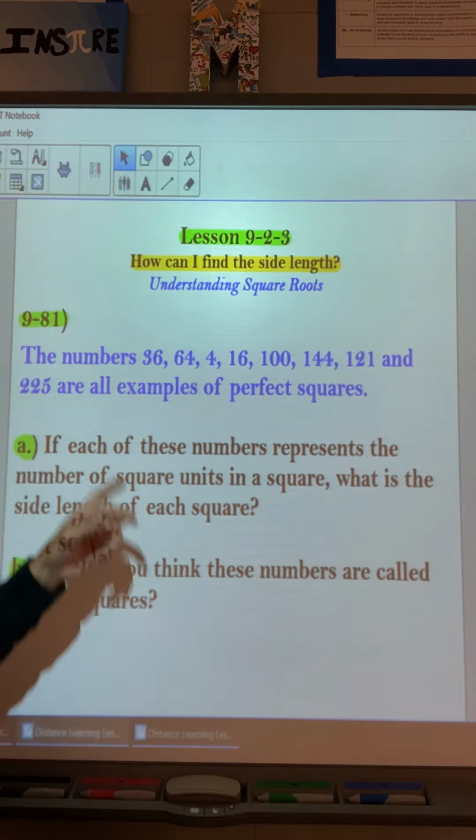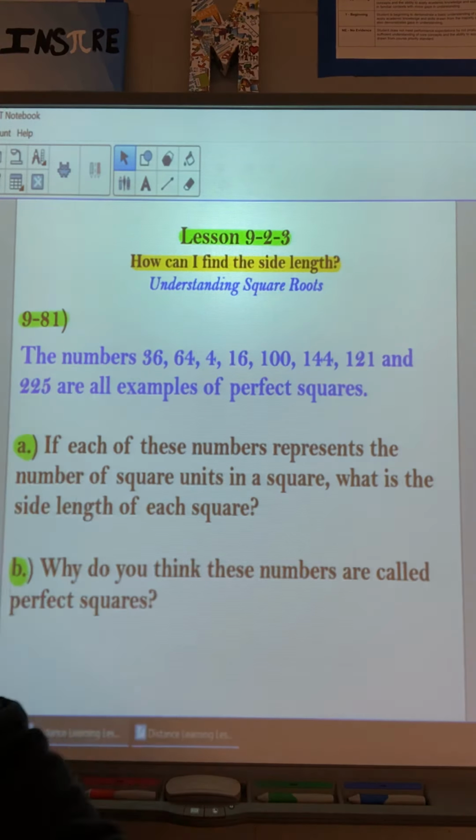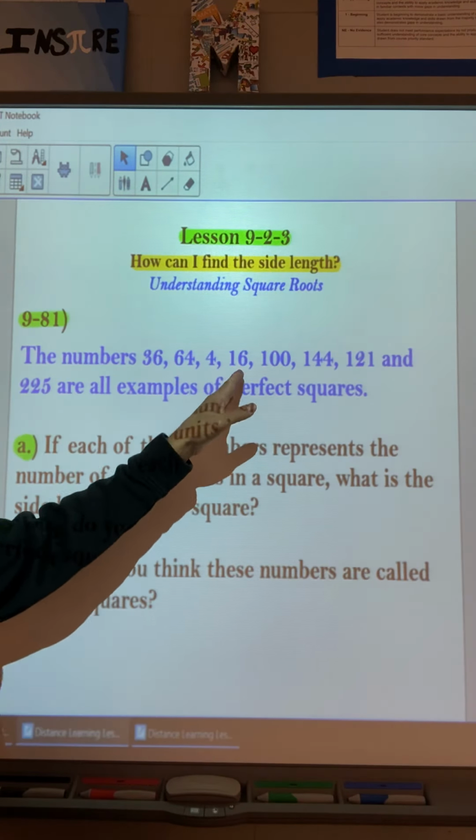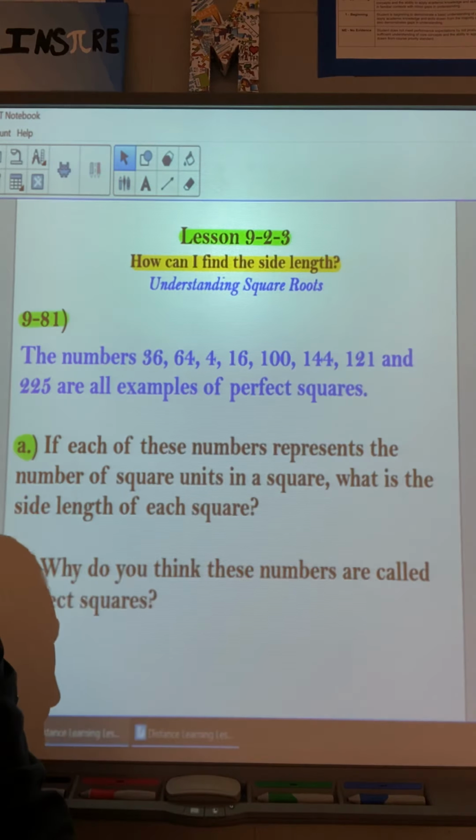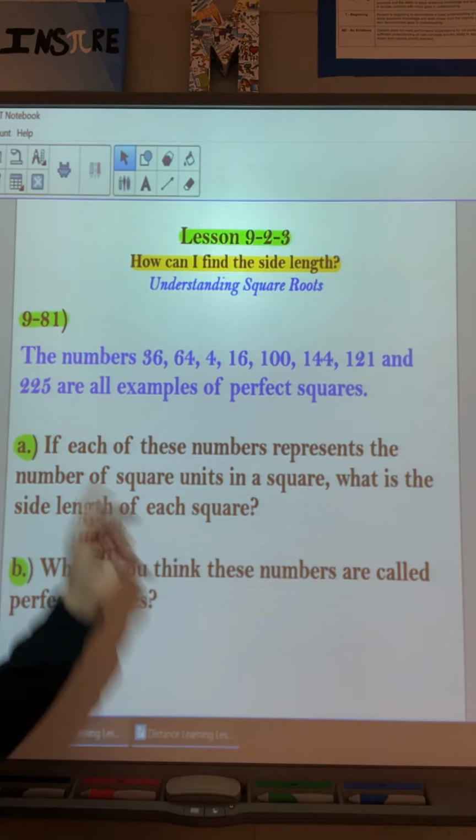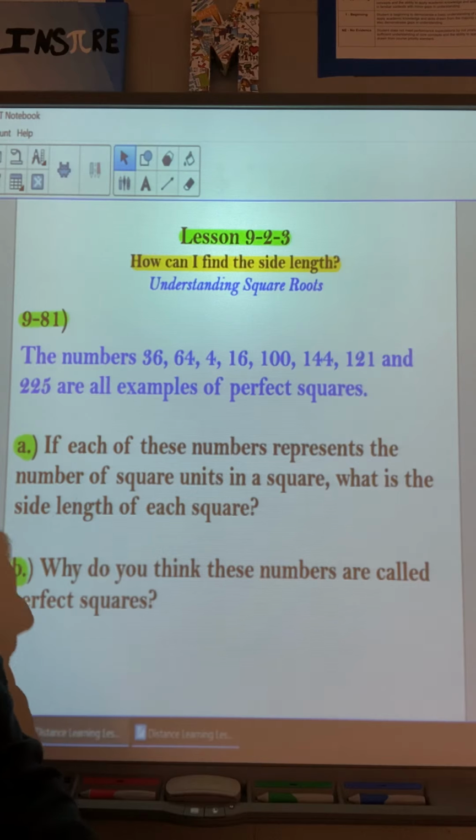Okay, so here we go. 981, the numbers 36, 64, 4, 16, 100, 144, 121, and 225 are all examples of perfect squares.